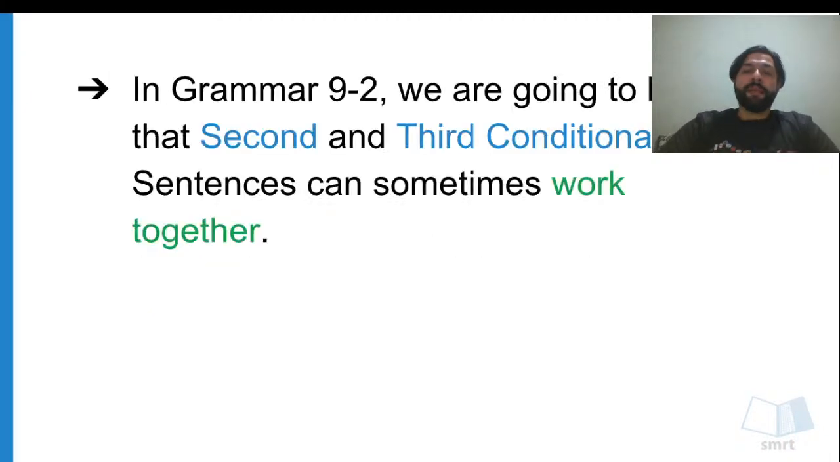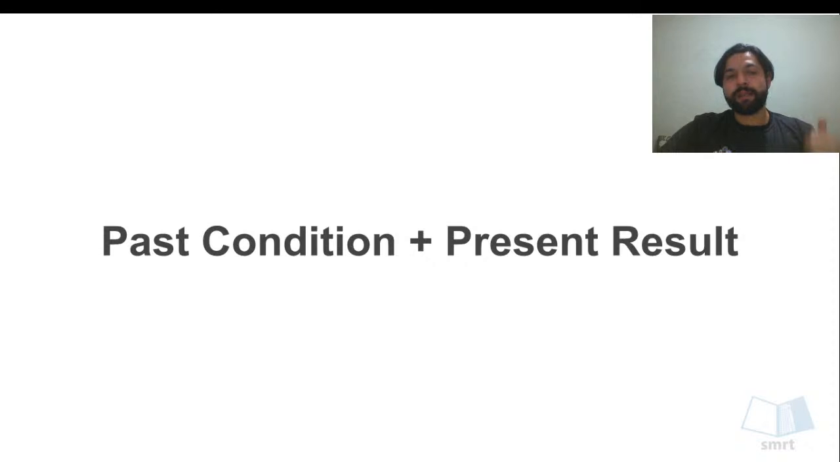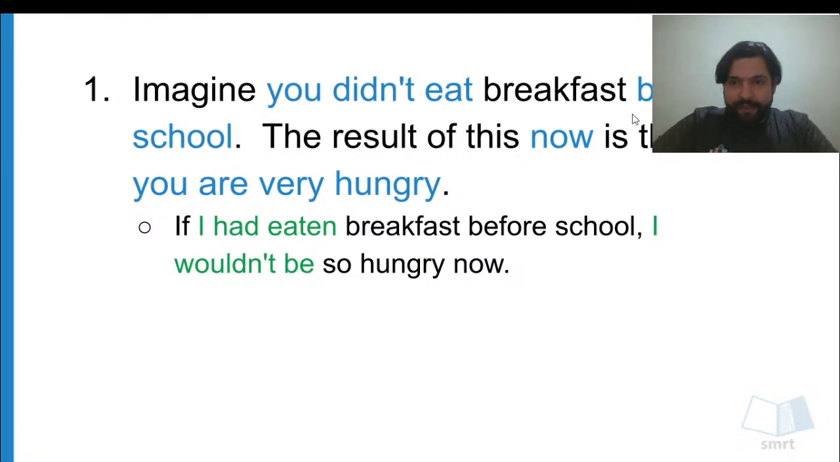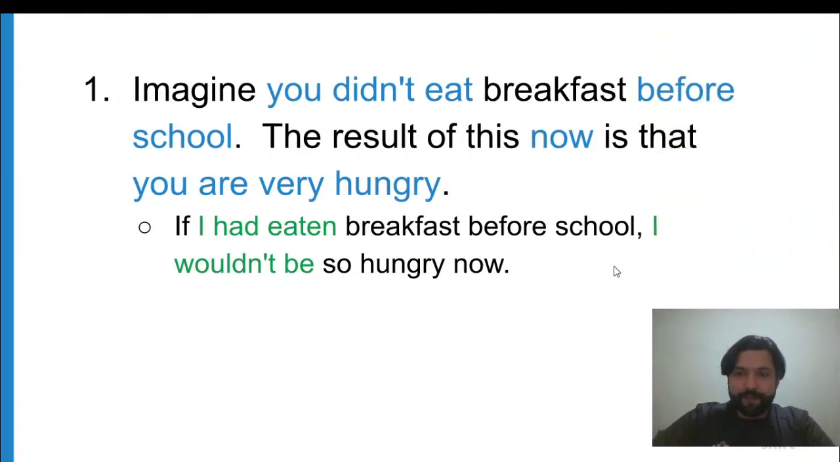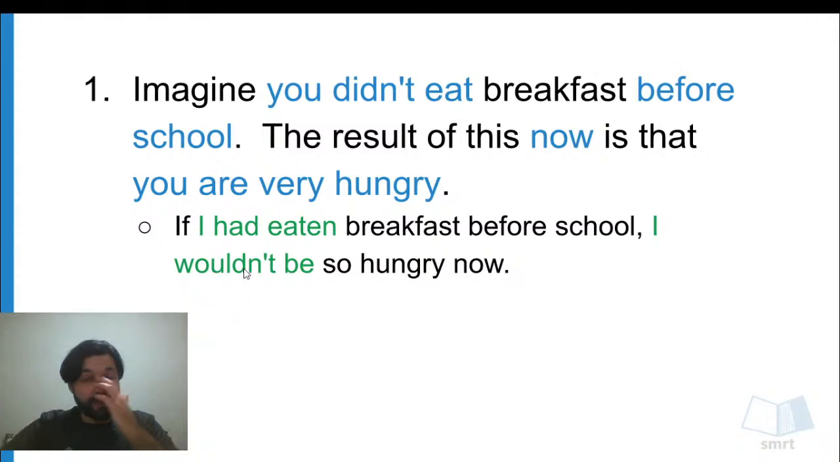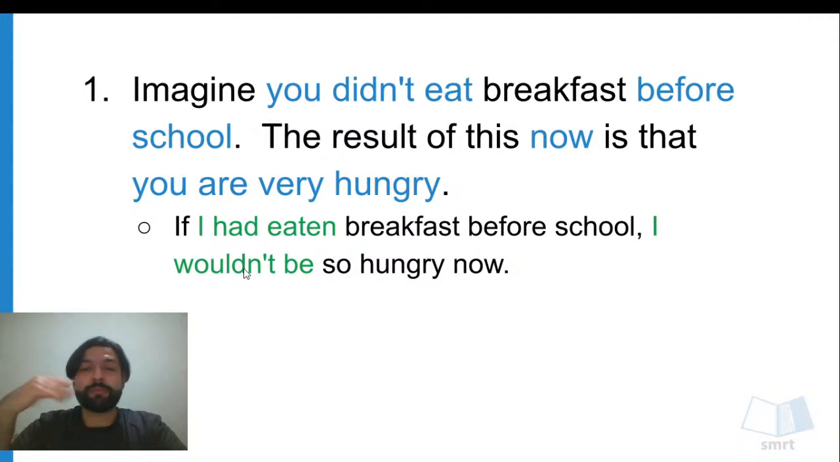Now, sometimes we can, like I did, talk about a past condition and a present result. So we are going to mix. For example, let me move my picture because I think I'm in front of the explanation here. Imagine you didn't eat breakfast before school. You didn't eat, that's past. The result of this now is that you are very hungry. So you didn't have breakfast in the past and now you are hungry.